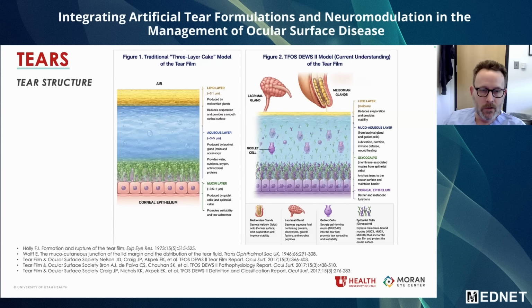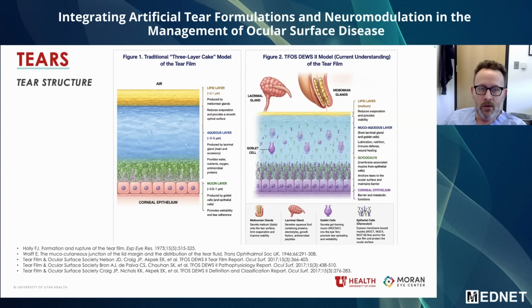The aqueous component originates primarily from the lacrimal glands, the tear glands. It contains water, electrolytes, proteins, some antimicrobial molecules, and growth factors and nutrients. It provides hydration for the eye. It's what we classically think of as the tear gland, right?